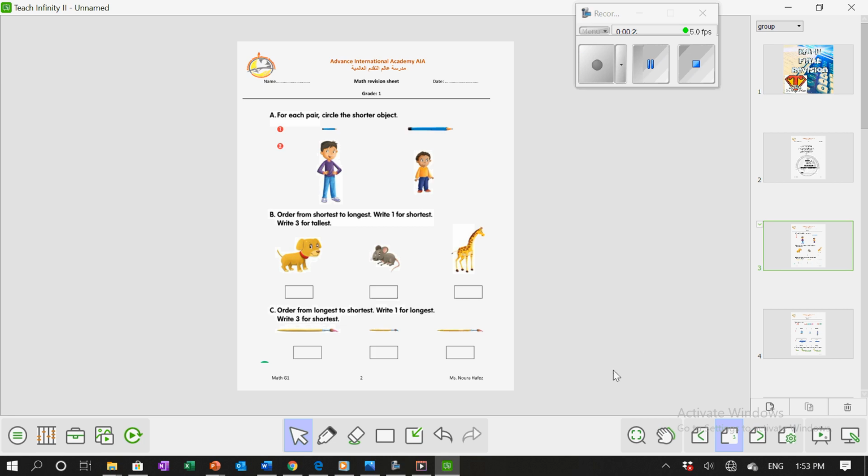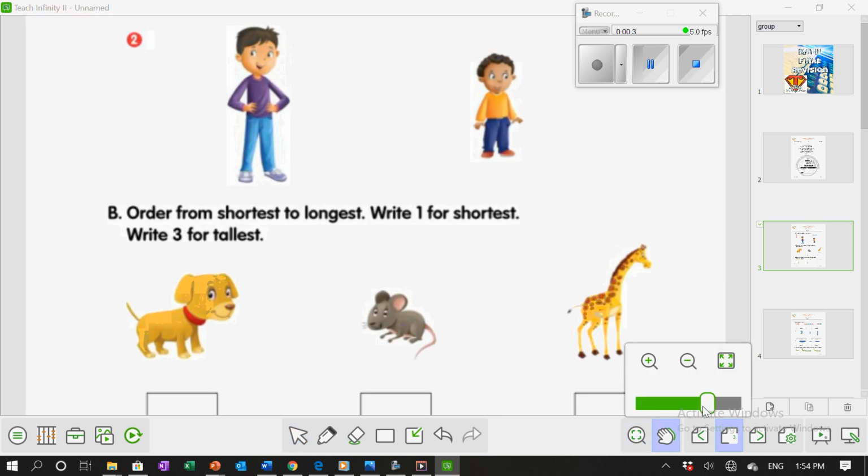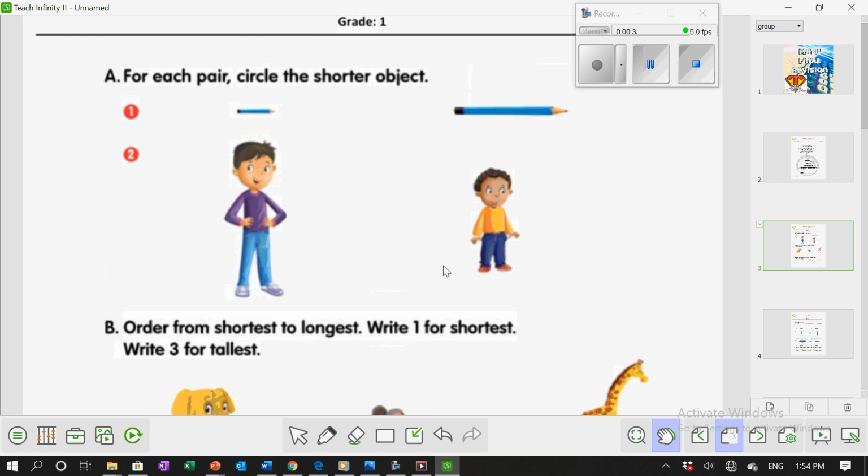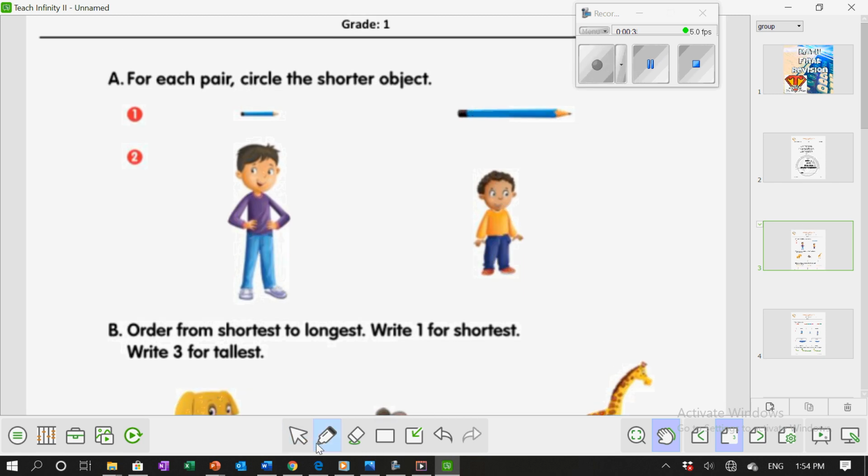So here in the first page, it's number 2, talking about shorter and longer. I just want to make it closer like this. Perfect. Let's see here. I bring my pen. For each pair, circle the shorter object. So we will need to find the shorter. What is the shorter? The first or the second? Perfect. The shorter is the first.